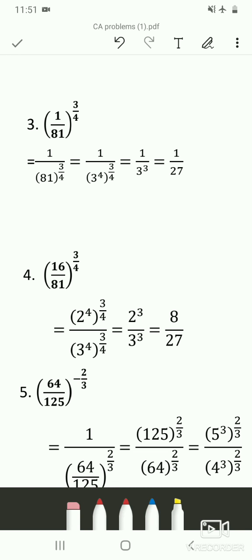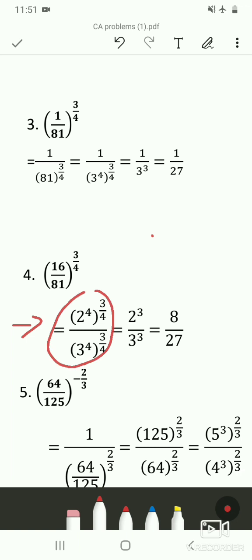So the next problem is 16 upon 81 whole raised to 3 by 4. So again it is in the form of a upon b whole power m, which can be written as a power m upon b power m. And also we know that 16 is nothing but 2 raised to 4, and we had seen in the previous problem that 81 can be written as 3 raised to 4. So now this whole thing is written as a raised to m upon b raised to m.